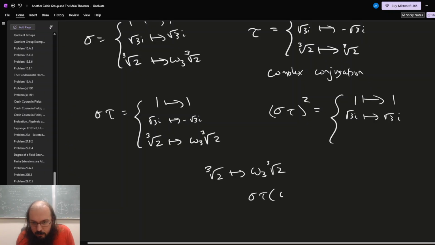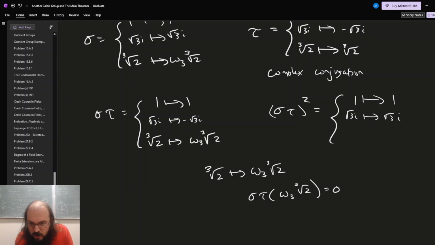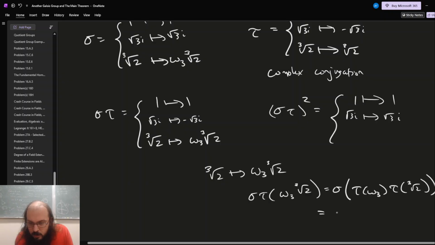Now I have to plug this in again. And here it's not quite as simple because we know that tau is complex conjugation, but also these things are field automorphisms, right? So they break up over multiplication, and this gets me sigma of tau of omega 3, tau of the cube root of 2. Which in turn, tau of omega 3, being complex conjugation, is omega 3 squared. We saw that already. Tau leaves the cube root of 2 as it is. So we end up here.